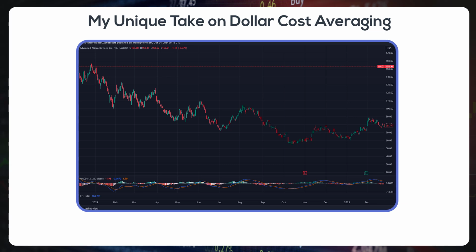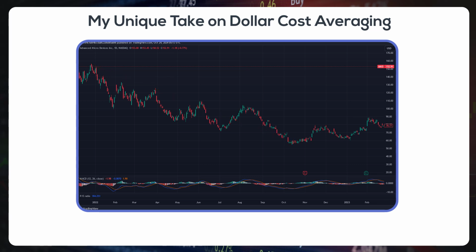AMD was also an excellent example of using my unique take on dollar cost averaging during the period of January and October 2022, where the stock price began the year at $156, dropping all the way down to a low of $55.